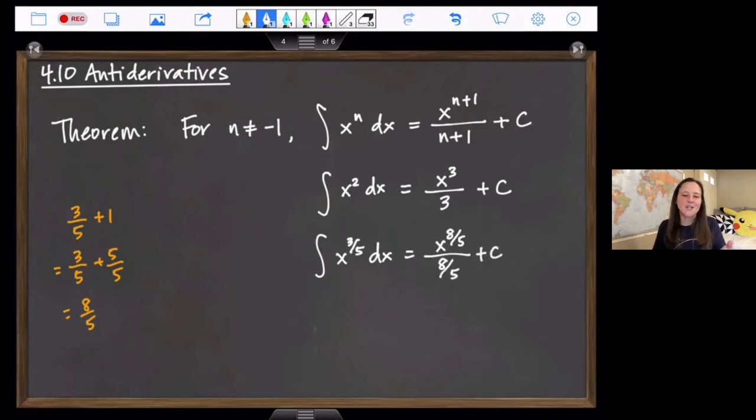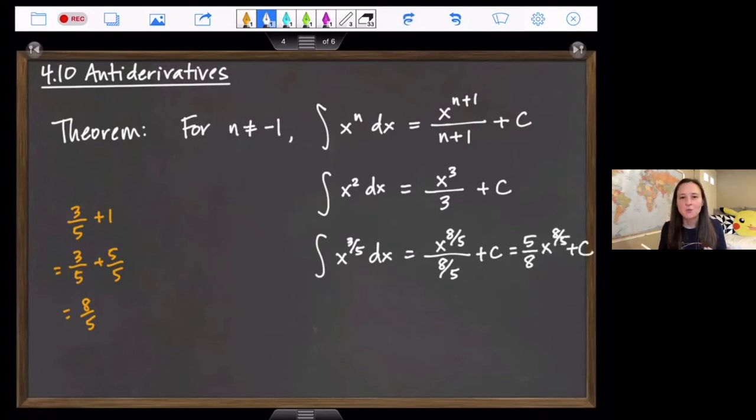That's a complex fraction. I don't want to leave that 8/5 in the denominator, so I'm going to flip the second and multiply, right? So we're going to reciprocate that 8/5 and multiply. So we would say 5/8 times x to the 8/5. And don't forget our plus c.